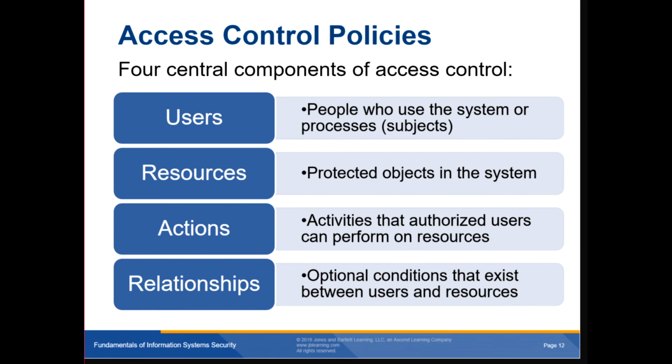There are four central components of access control. You have your users, people who use the system that perform or processes that perform some services for other people or processes. A more general term for users is subjects. The resources. These are protected objects in the system. Resources can be accessed only by authorized subjects. Resources can be used only in authorized ways. The actions, activities that authorized users can perform on resources. And relationships, optional conditions that exist between users and resources. Relationships are permissions granted to an authorized user, such as read, write, and execute.